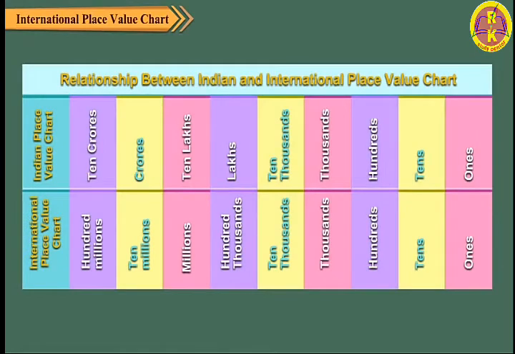Now let us see the relationship between Indian and International Place Value Chart. From this table we can see that 10 crore is equal to 100 million. 1 crore is equal to 10 million. 10 lakh is equal to 1 million. 1 lakh is equal to 100,000.